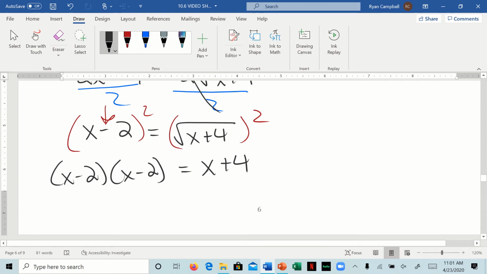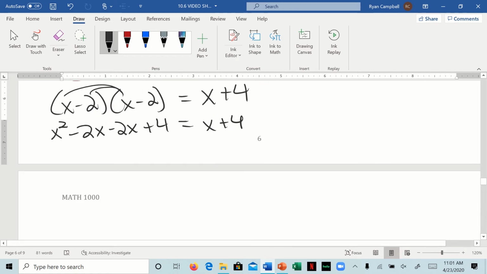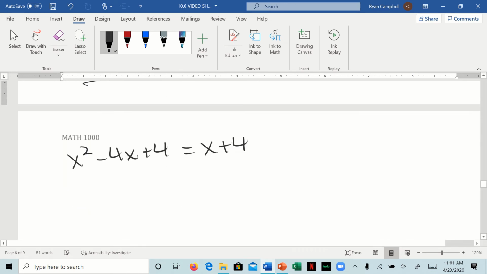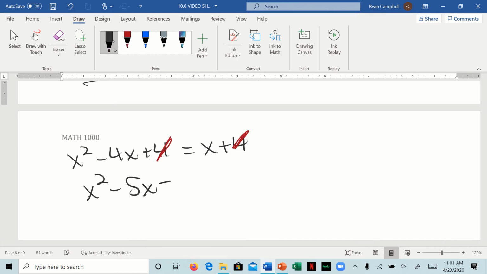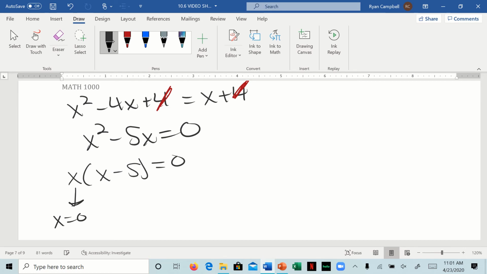So, left side, you get x squared minus 2x minus 2x plus 4. So that combines to x squared minus 4x plus 4 equals x plus 4. You can subtract 4 to both sides, so that disappears. Subtract the x, so you get x squared minus 5x equals 0. Notice that both things have an x in common. So you have x times x minus 5 is 0, which means that x equals 0, and x minus 5 equals 0, which would mean x equals 5.